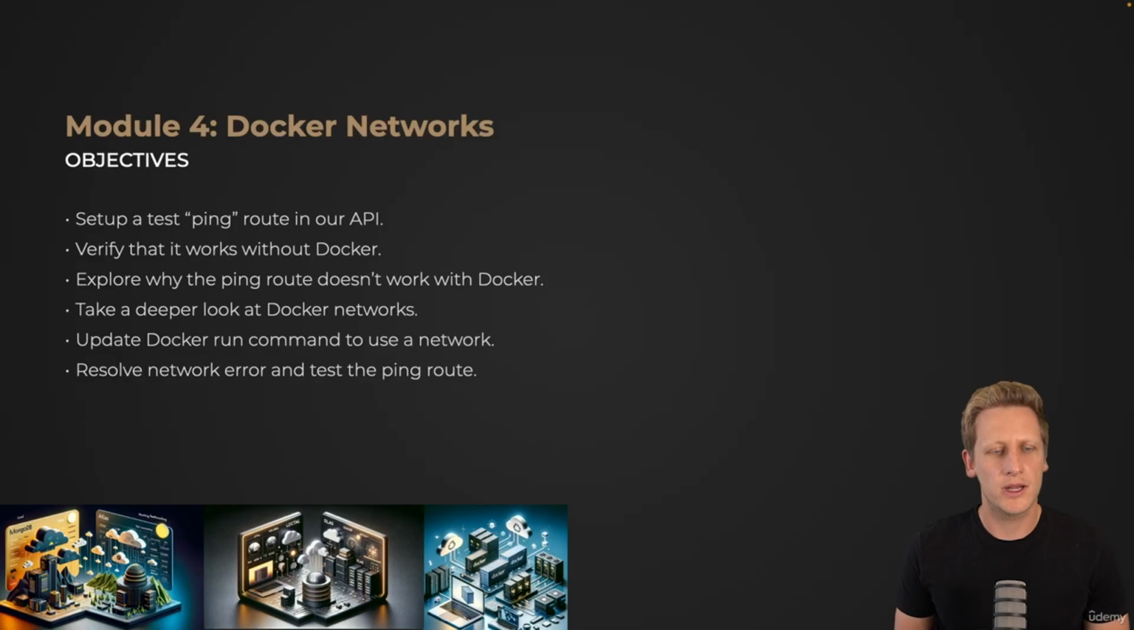We took a quick look at Docker networks, as well as how to update our Docker command to make use of the network and bridge a connection between our localhost port 3000 and the port 3000 within the Docker container. With all of that, that resolved the error that we were getting, and we are now able to successfully hit that ping endpoint within our API that's isolated in our Docker container. And so with all that being done, that concludes our work for this module, where we took a quick look at Docker networks. I hope this all makes sense so far.